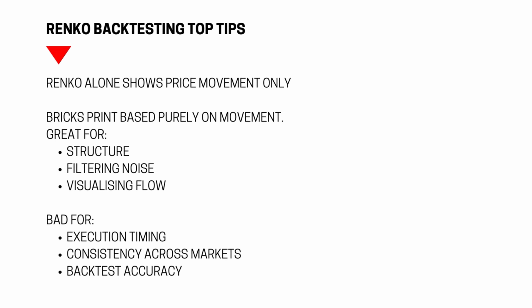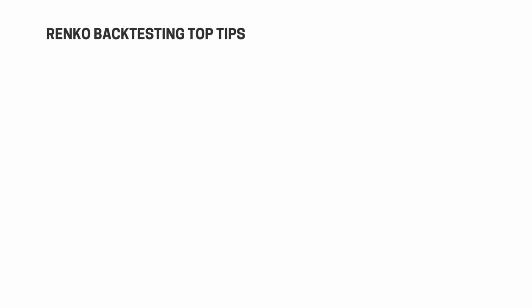So let's address the first problem with Renko. It's simply because it's based purely on price movement, which is good for structure, filtering noise, visualizing flow, but bad for execution timing, consistency across markets, and backtesting accuracy. How do we get around that? Well, what I've done over the last decade or so is introduce time to the Renko charts, and then you have now a real market model that you can get rid of all those negatives that the old Renko world used to have.